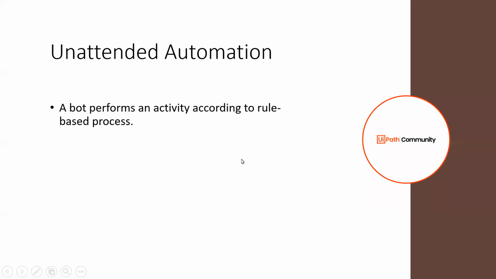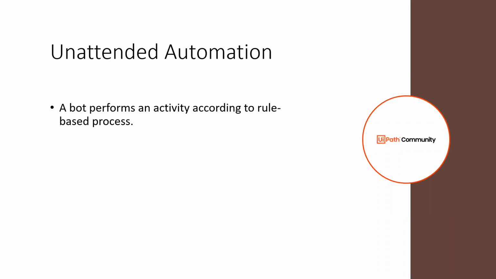A bot performs an activity according to a rule-based process. So unattended automation is basically where there is no human involved. Now a bot performs an action according to the rule-based process. In the first session we saw we had sequence, we had flowchart, and we had state machines. So we developed our workflow according to our requirement. So either we use sequence, either we use flowchart or we use state machine. Depending on that, we have built our workflow and it is completely rule based.